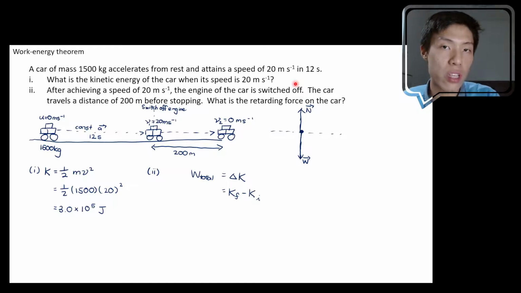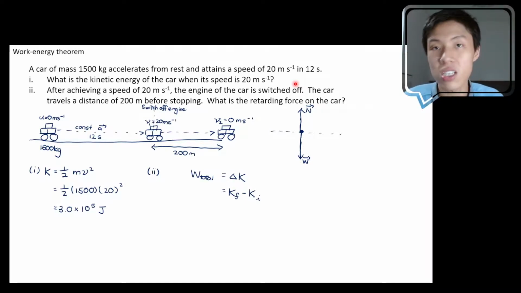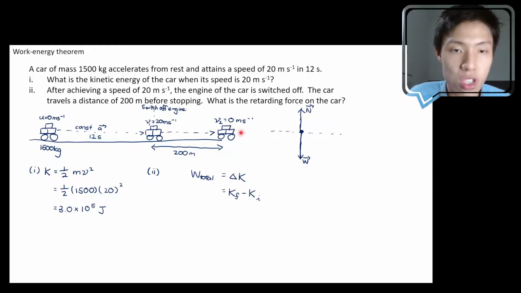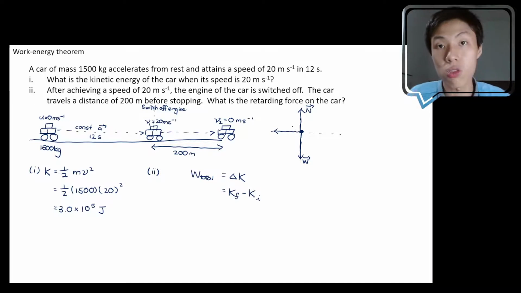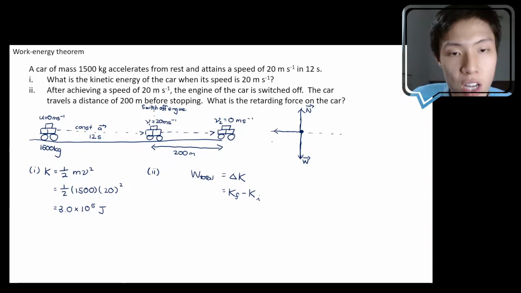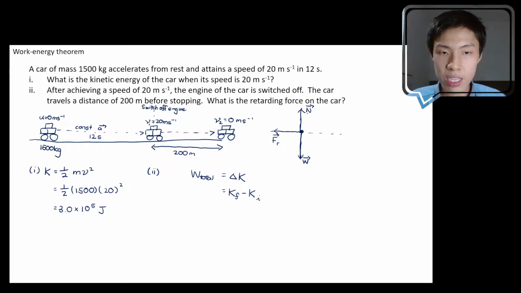What's left is only the force that is opposing the motion, such as the air resistance or the friction. Various kinds of forces are trying to slow the car down to a stop. So you should have a retarding force. Let's summarize all the forces that are opposing the motion right now as the retarding force. So let's label it as FR, retarding force.